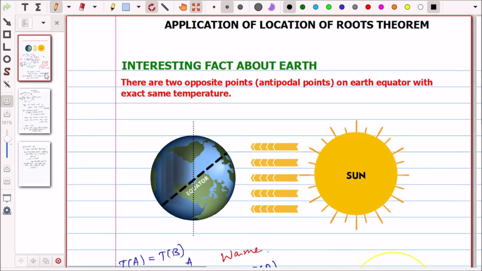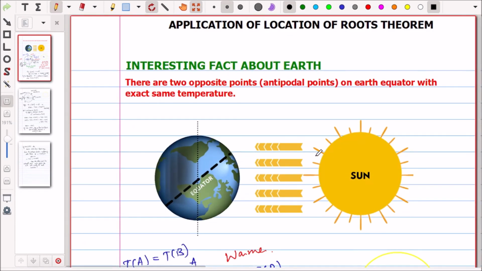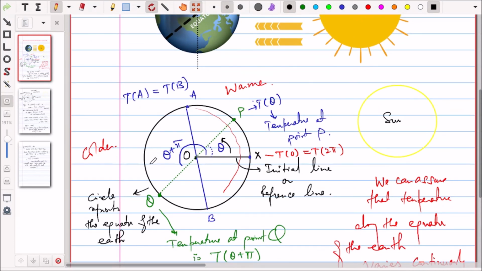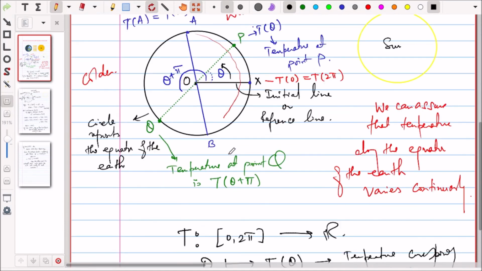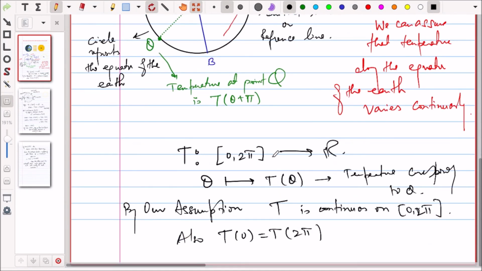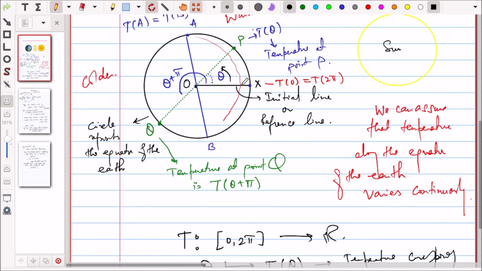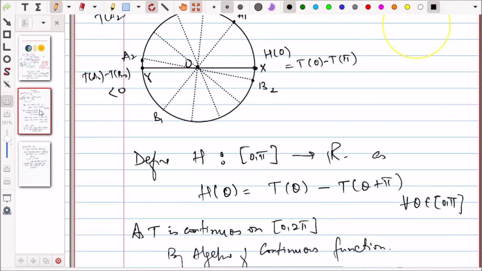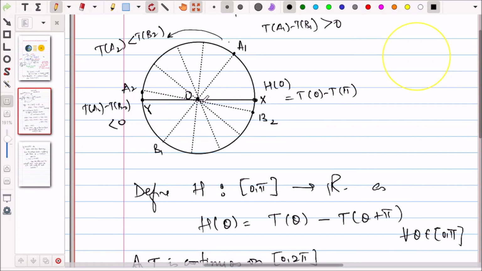So what we have basically done is that we have represented the temperature at each point of the curve by a function t, and because the temperature varies continuously over the equator, t is a continuous function by our assumption. Also, because the initial reference line is the same for 0 as well as 2 pi, we have the condition that t0 is equal to t2 pi. So we define another function h, which gives the difference between the temperature at the antipodal points.